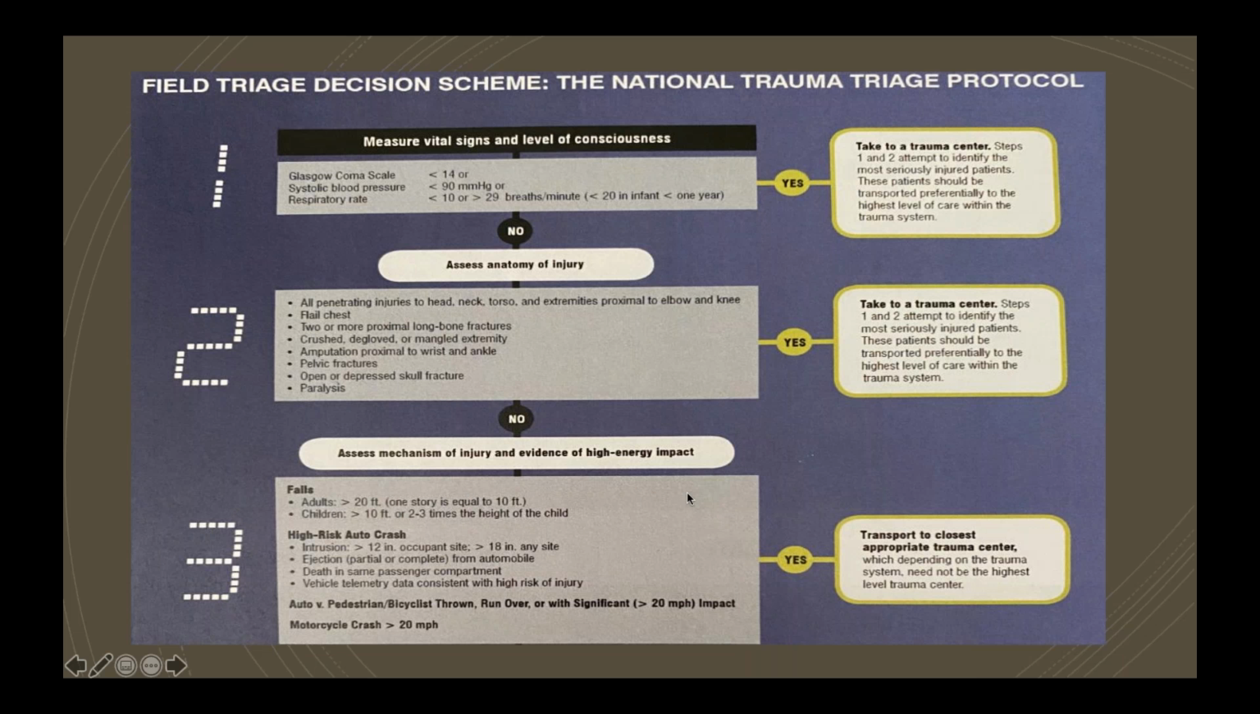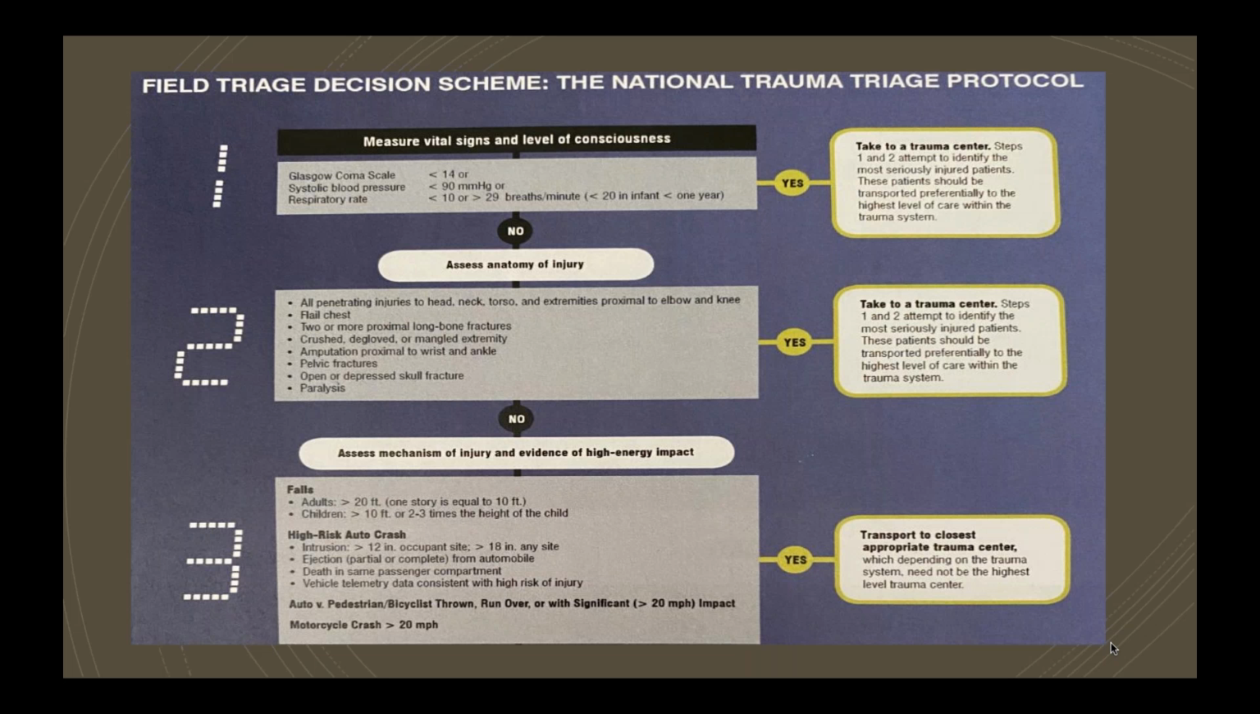So this is the field triage scheme. This came directly out of our protocol book. So steps 1, 2, and 3, so I cut this in half for a reason. Steps 1, 2, and 3, these are the criteria that if your patient meets, you will need to call a trauma code and transport to a trauma facility, which we'll talk about in a little bit.